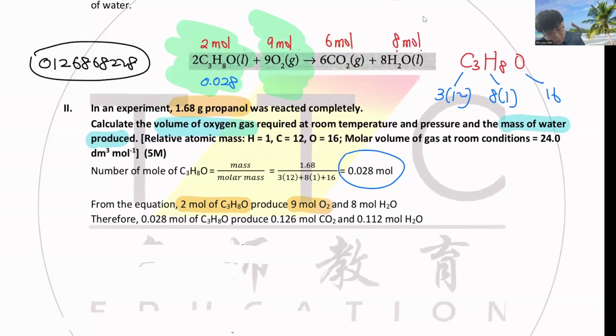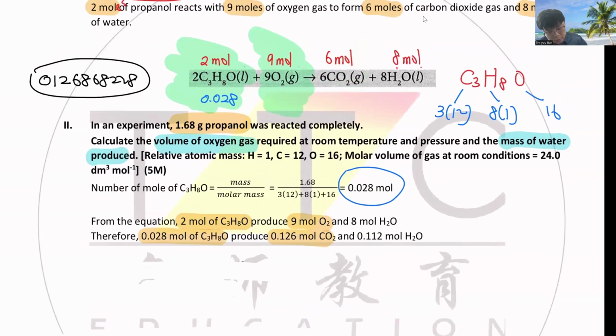Then you write 0.028. How do you get this one? It's the same concept as just now, that you have to divide by 2 times 9. You'll get 0.126. So the ratio is 2 to 9 mole. So this is 0.028 mole, and this one is 0.126 mole.